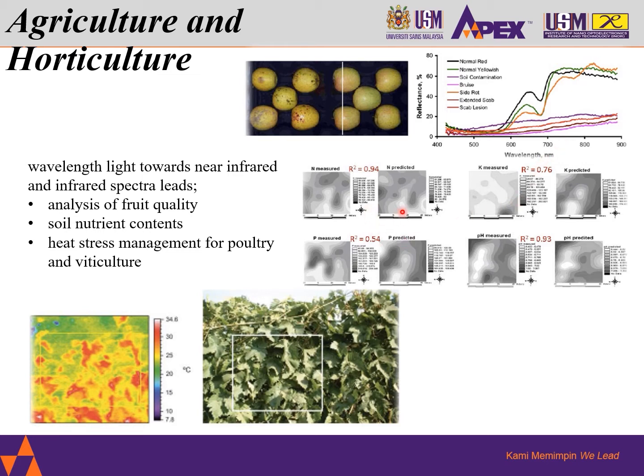This is an example for the soil nutrient contents. So the measurements here have an R squared of 0.94, and you can see the difference of the measured and the predicted status for the soils, and we can see the nutrients that exist here in different types of measurements with pH included. And we also can see the heat stress management for the poultry and viticulture itself for the plants. So you can see here the difference in temperature, where the red one is around 34.6 for these types of plants.